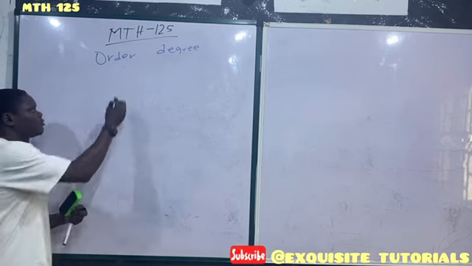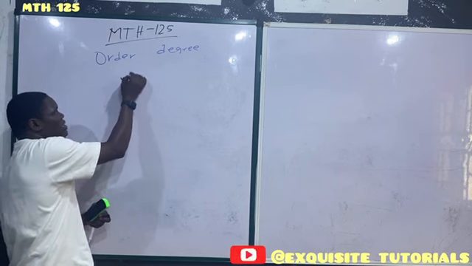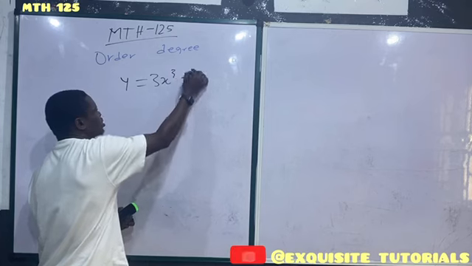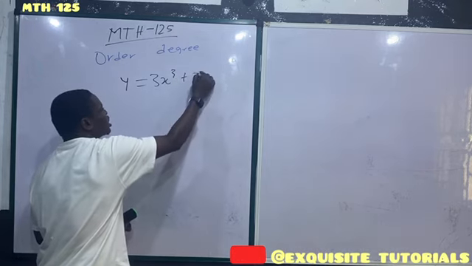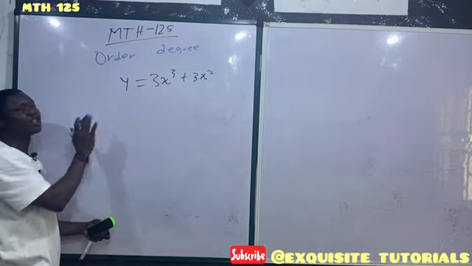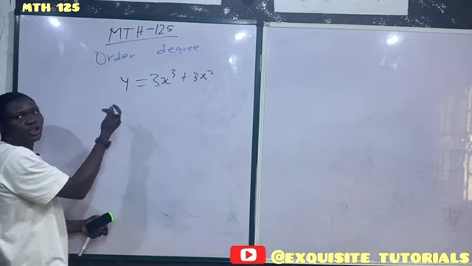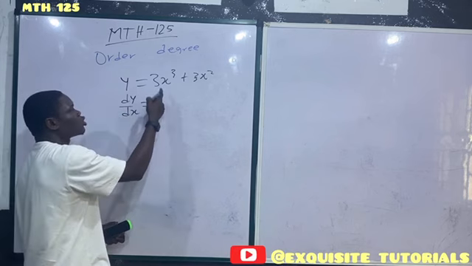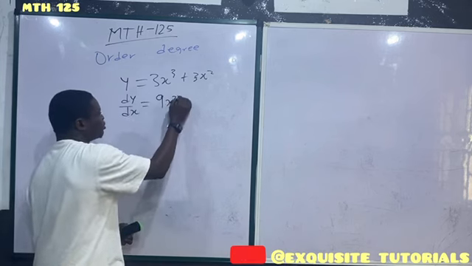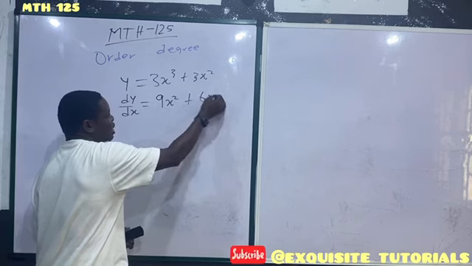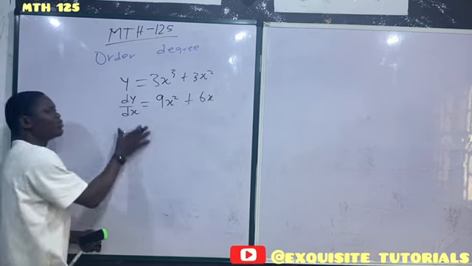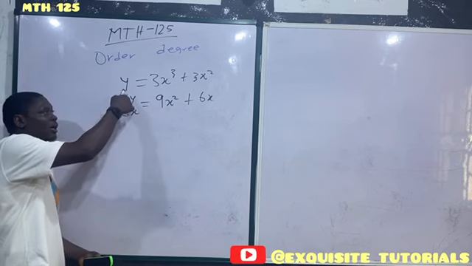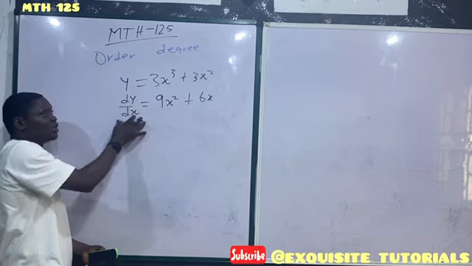Let's say you have y equals 3x cubed plus 3x squared. This is not a differential equation, but let's obtain a possible differential equation. dy over dx is equal to 9x squared plus 6x. Now, if we leave it like this, the order of this differential equation is order 1, because it is just the first derivative.